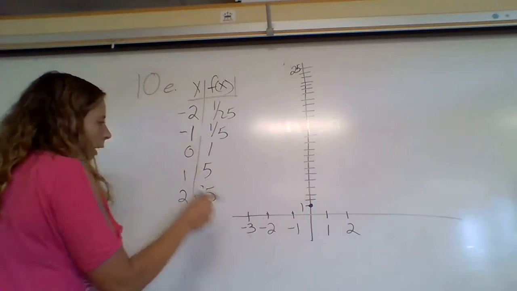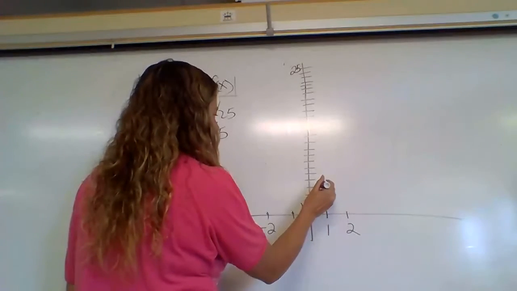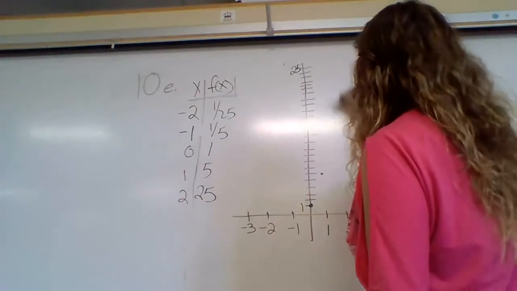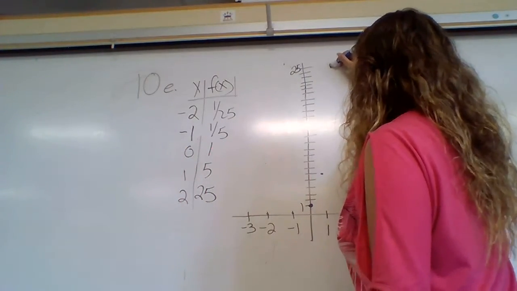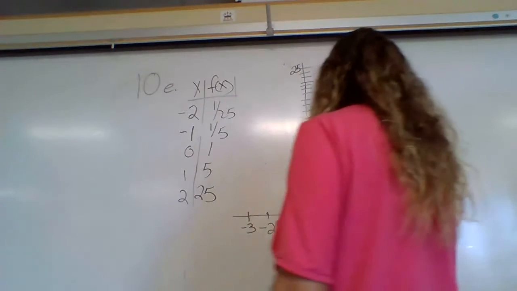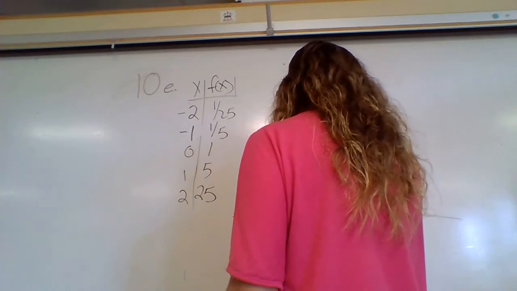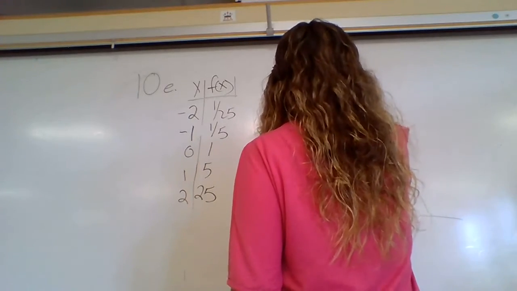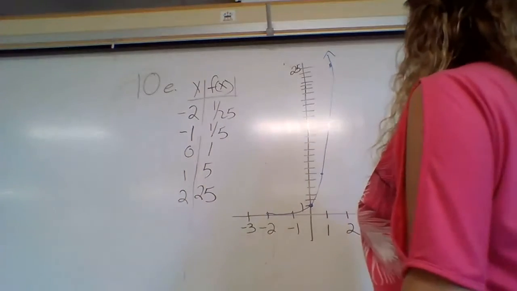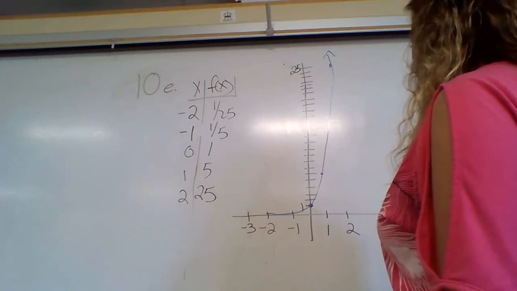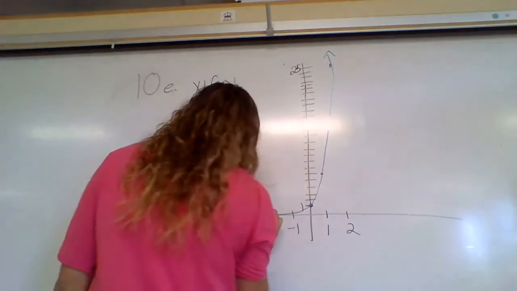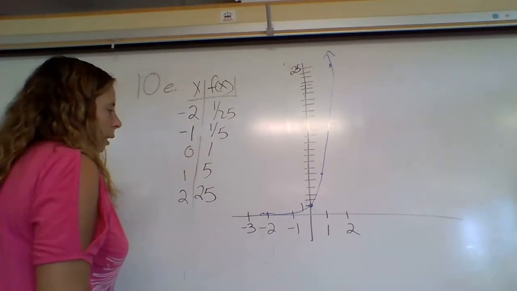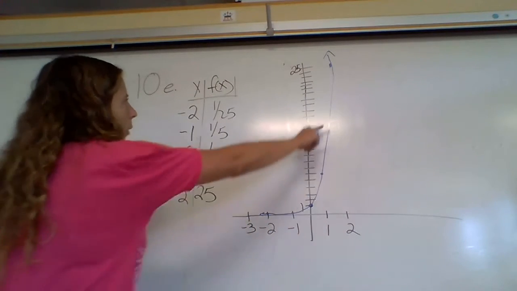And then 1, 5. 1, 2, 3, 4, 5. And then 2 and 25. Okay, let's see. Draw my line. That was not the best drawing of a line, but it works. So it's continuing on forever in both directions. It's never going to touch the x-axis. It's just going to get incredibly close to it, and it's going up to infinity over here.